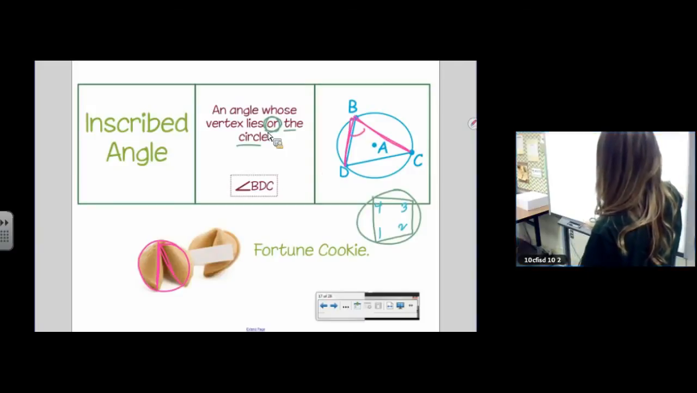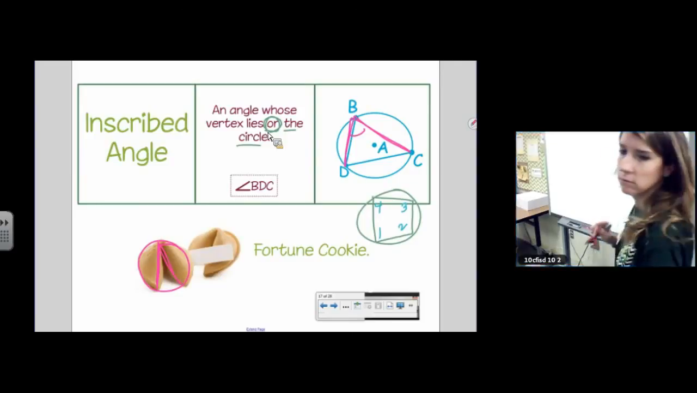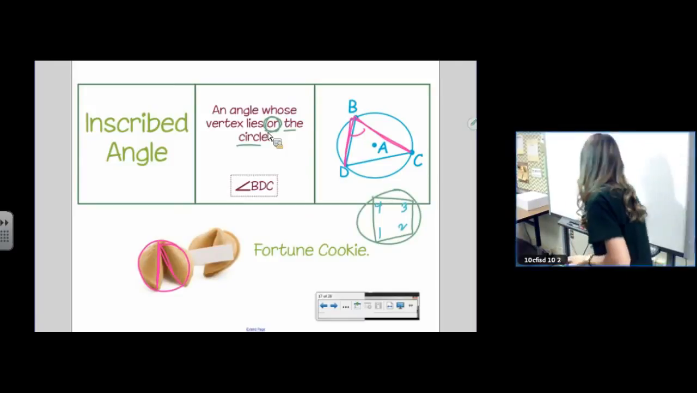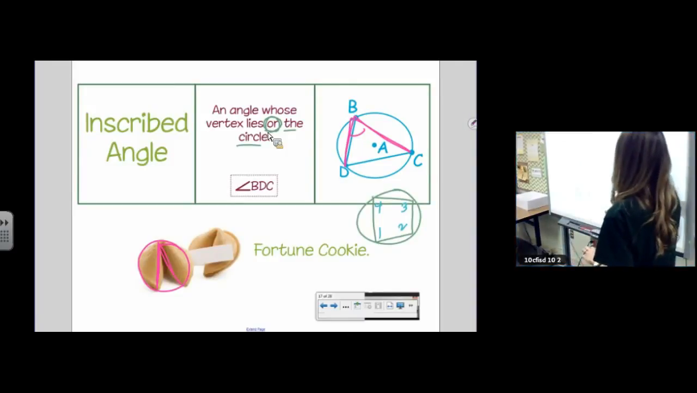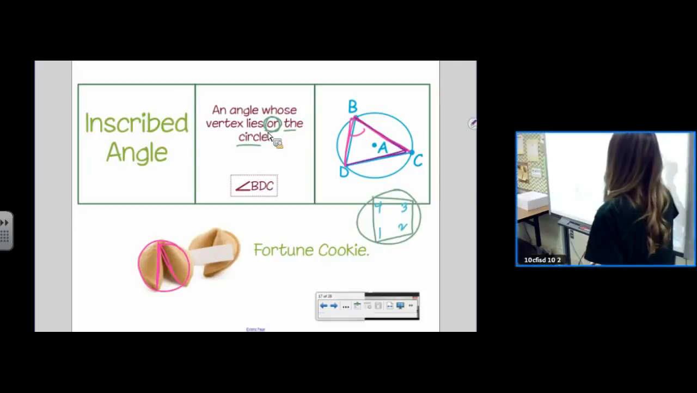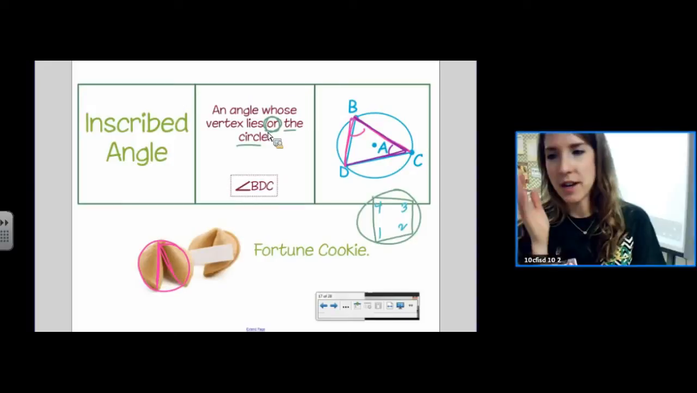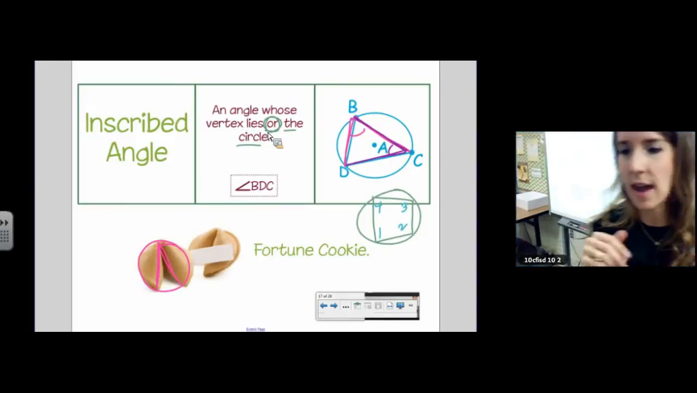Or what else did y'all say? I think that's all. Yeah, and DCB. And get another color. So you're really just naming the different angles of that triangle, right? So angle D was already named, so you could name angle B and angle C. Yeah, okay.